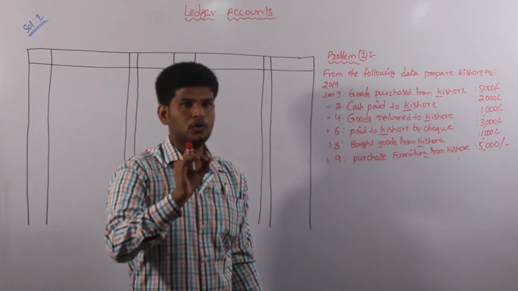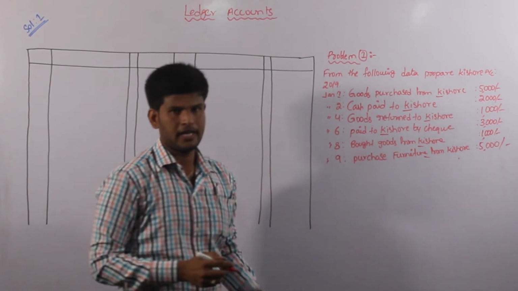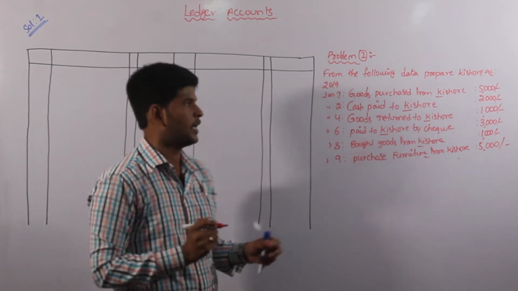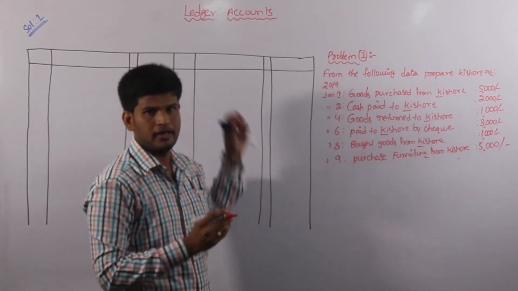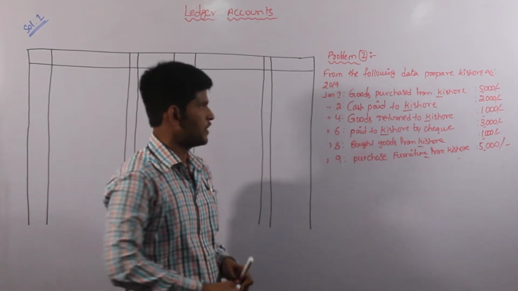Before that, we have to give an indication of the entry of each and every transaction. Based on that entry, we have to convert the Kishore account into our ledger accounts. Now I am going to give a journal entry for the first transaction.